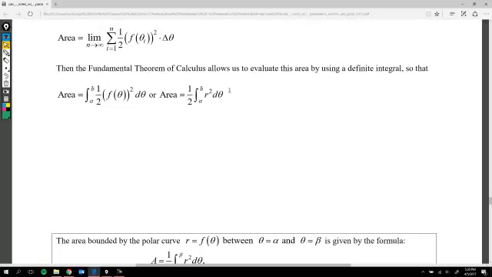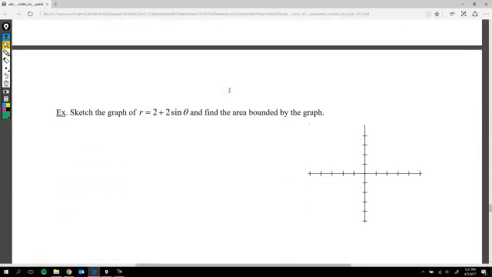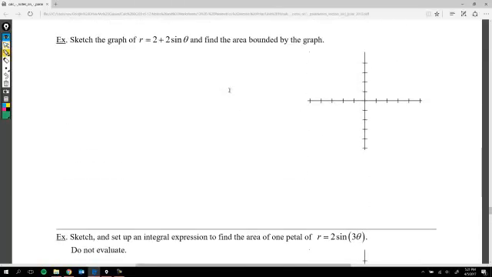And so eventually our area is given as 1/2 the integral from some a to b, or alpha to beta, of r squared d theta. So r is a polar function in terms of theta, and d theta tells us it's in terms of theta. So let's give an example a shot.